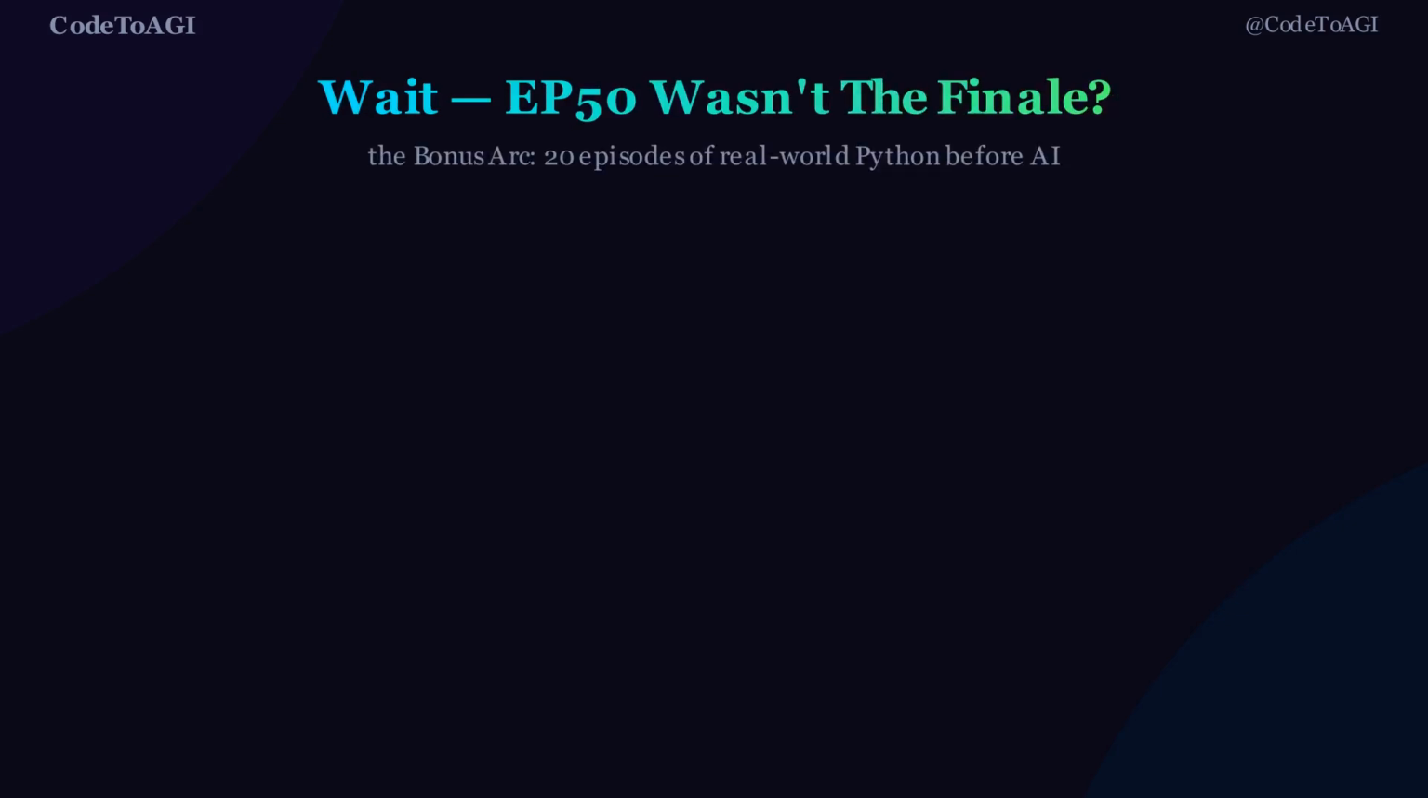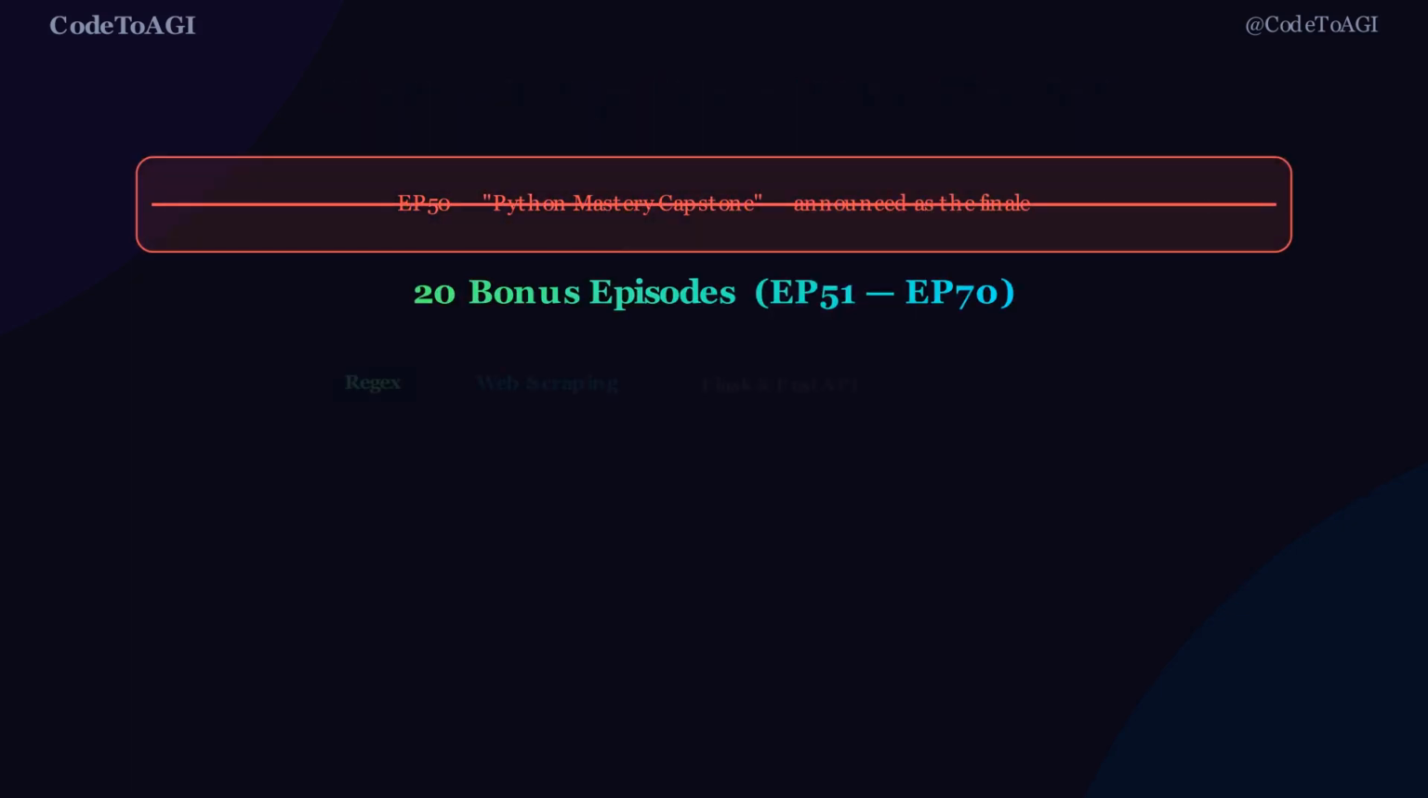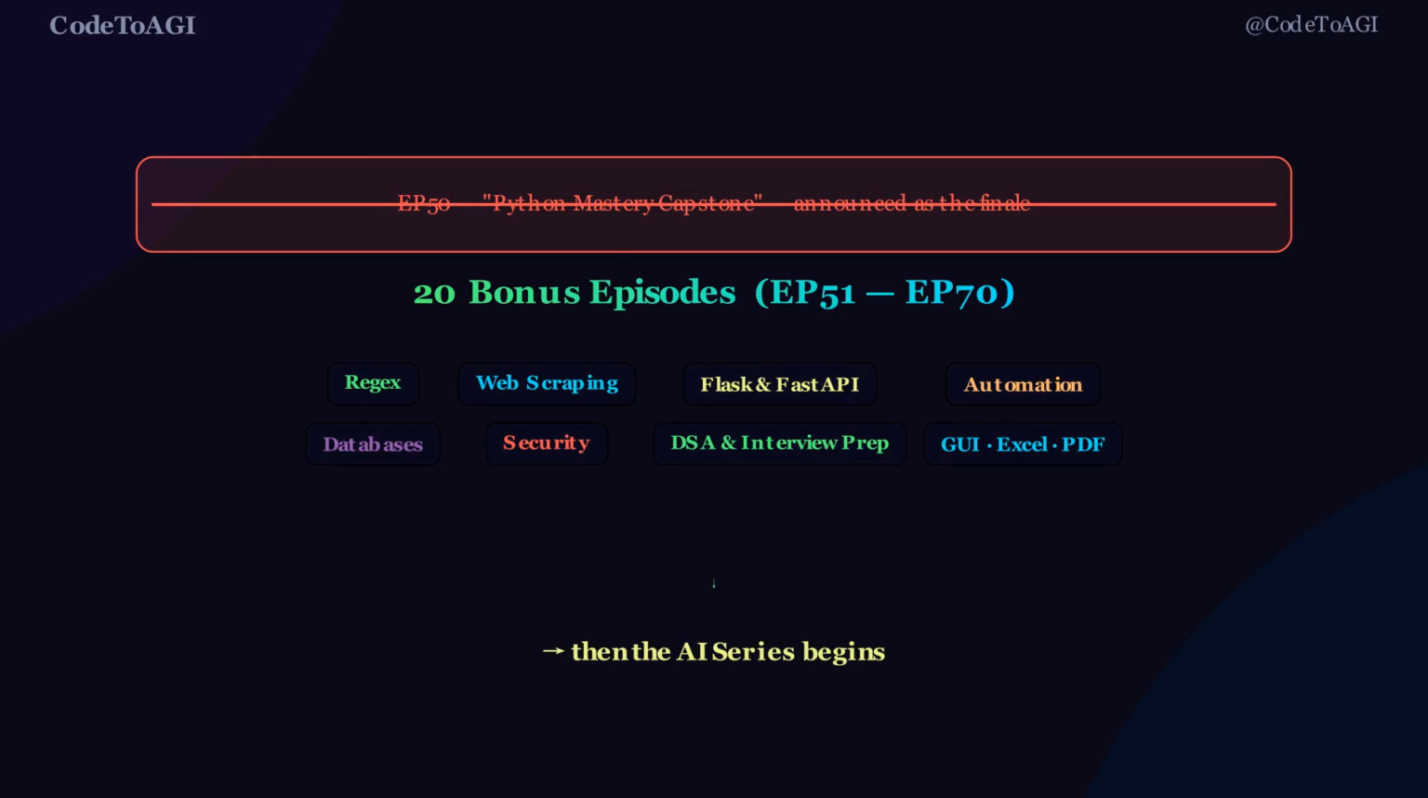Episode 50 was supposed to be the finale. But real AI work needs more than 50 episodes of basics. Web scraping, Flask and FastAPI, automation, databases, security, interview prep. 20 more practical episodes, all things real AI projects use daily. Today we start that bonus arc with regular expressions. Every single one of these feeds directly into the AI series. No fluff. Just the Python you will actually open VS Code for.